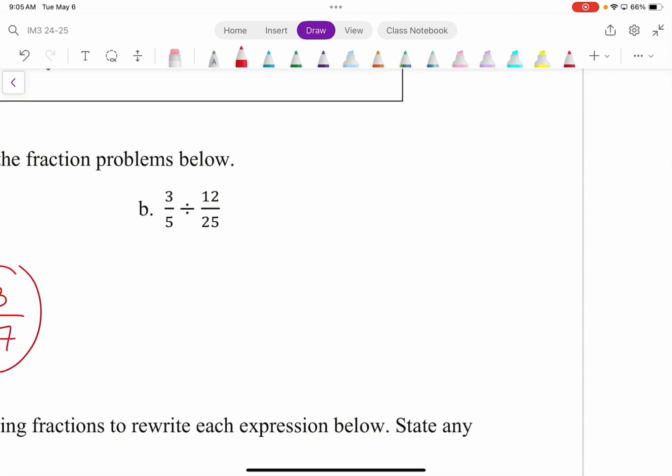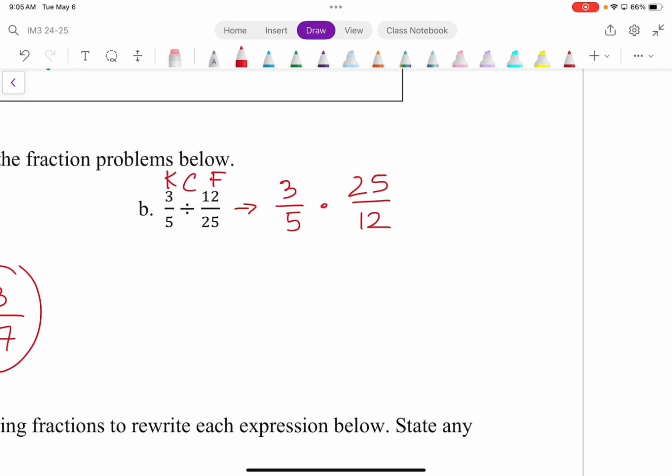So what does that mean? Keep, change, flip. This is what you do. You keep the first fraction how it is. You change the division to a multiplication sign, and then you flip the second fraction. That way the problem becomes 3 over 5 times 25 over 12. So 3 over 5 times 25 over 12. Okay?